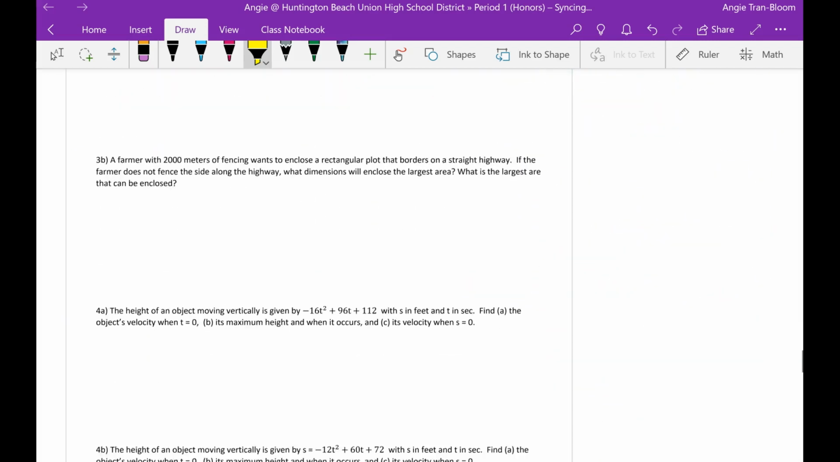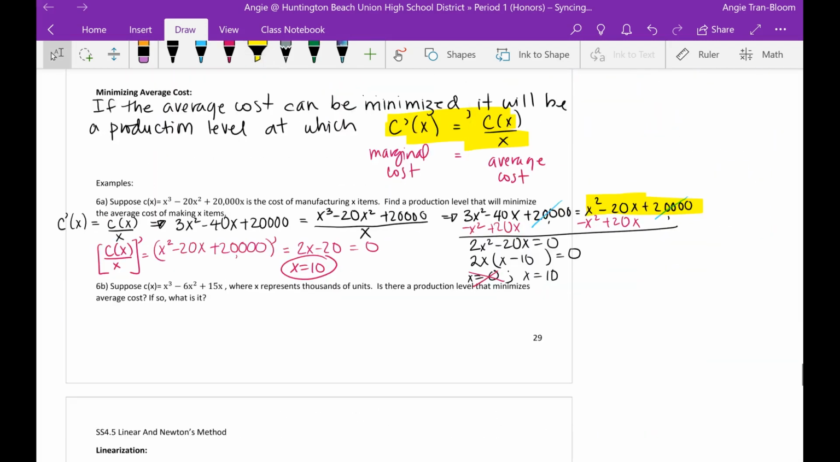So that's what I'm going to use. I'm going to do the second derivative, and no, you don't have to, but this is an application. It's just so much faster to do the second derivative, especially since this is your first derivative, right? So the second derivative of average cost.